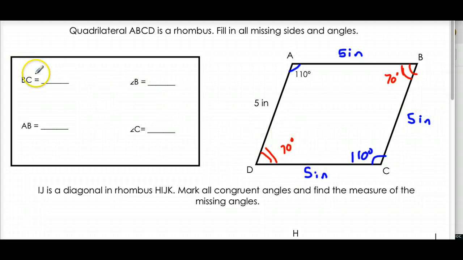Okay, so let's spell out our answers. Side BC, which is over here, is going to be 5 inches. AB, which is the side over here, will also be 5 inches. Angle B, which is over here, is 70 degrees. And angle C, which is over here, is 110 degrees.